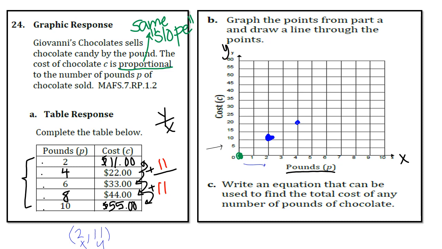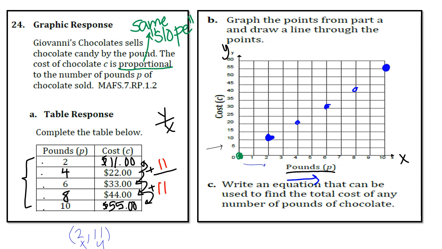And then I'm going to go over 6 on my x-axis. So I'm going this way first. And then I'm going to go up until I hit 33. And then I'm going to go 8 over until I hit 44. It's way up here. And then 10, I'm going to get 55. So it's going to be over here.